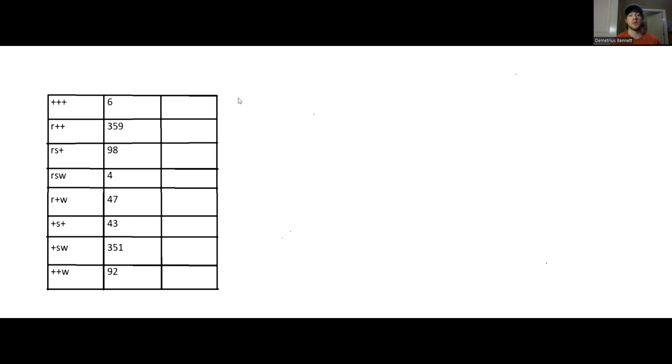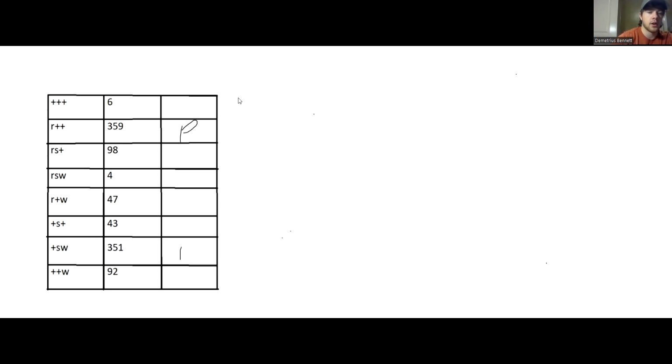The first thing we have to do to find which gene is in the middle is find those parental phenotypes. Looking at the list of numbers, which ones have the greatest number in the population? You can see that it's going to be the R plus plus, which has 359, and also the plus S W phenotype, which is 351. These are going to be our parentals, so I'm going to put a P next to them for parental.